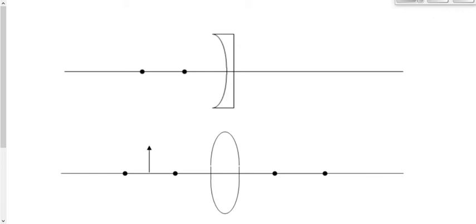We see two diagrams up on the board right now. What's the first one? It's a converging mirror. We've got a converging mirror up here. What's another name for a converging mirror? Concave, right? Converging or concave mirror. Now, what's the bottom diagram that you see there?